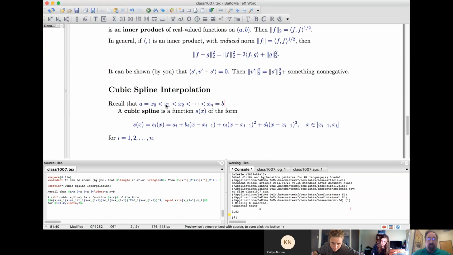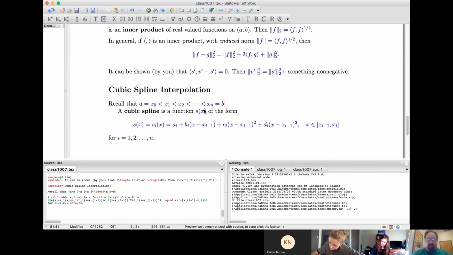That we have these points that cover the interval AB. So x naught is A and xn is B. Because we have n plus 1 points in total, we have n subintervals between them. So on those n subintervals, this is how the spline is defined.